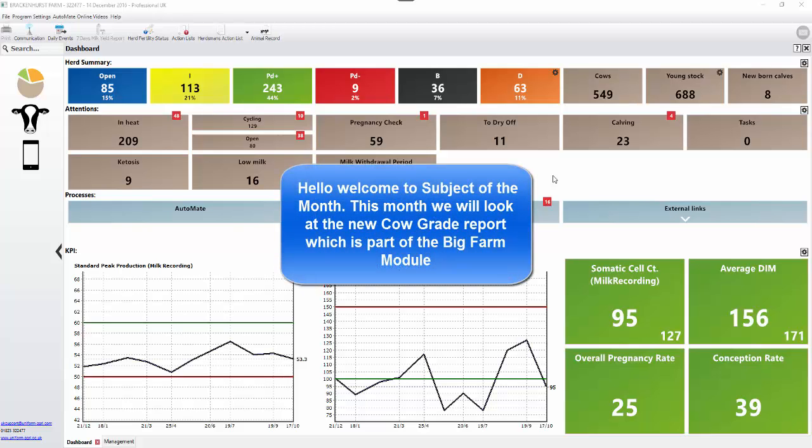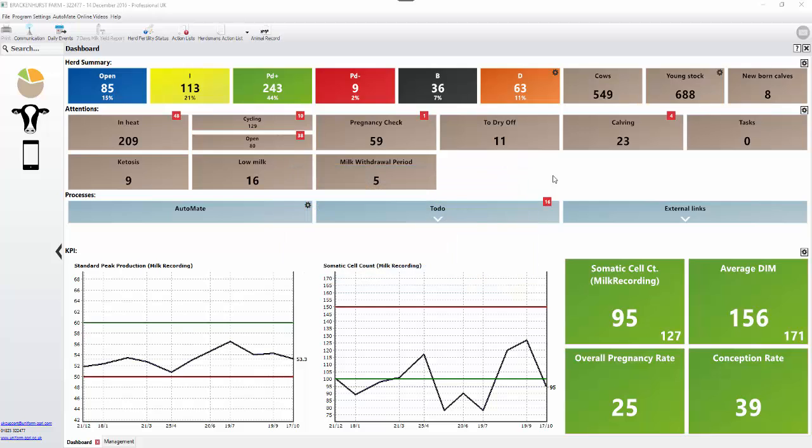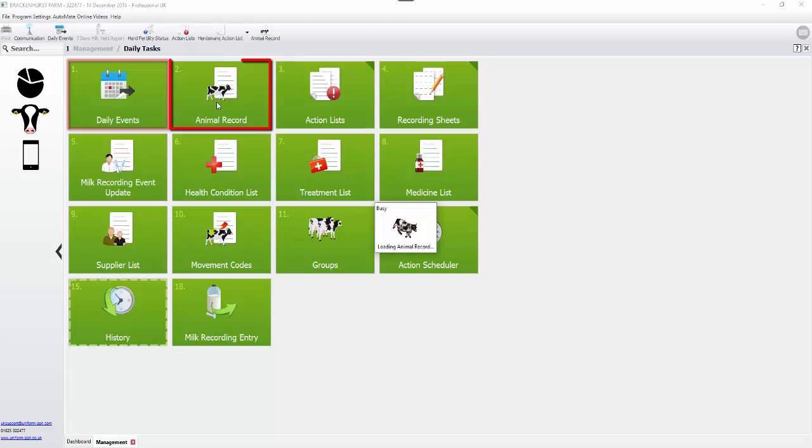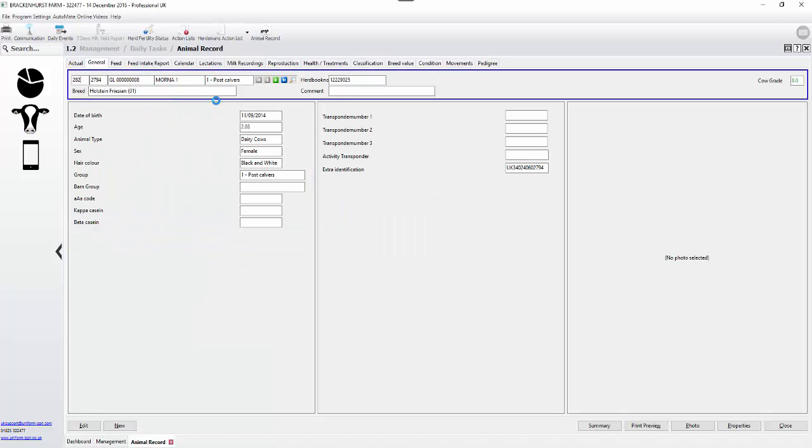We're going to take a look at the new Cowgrades report, and Cowgrades is an important part of the Big Farm module. What is Cowgrades? Well, you'll have noticed, if we go to the cow records, there's a new setting here where we give the cow a score, and that is a score out of 10. And really what we do is we look at all the influences on this cow and we assess the economic viability of the animal within the herd.